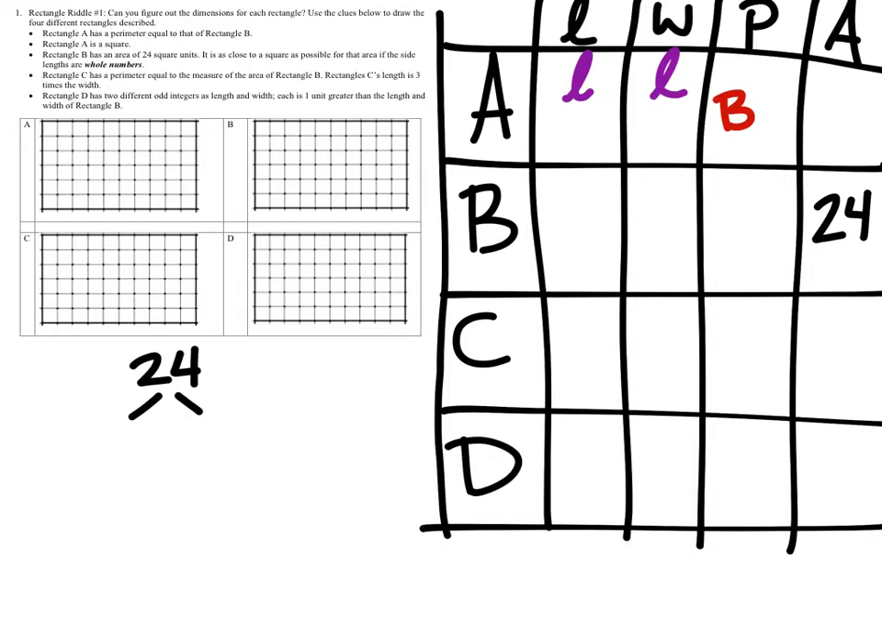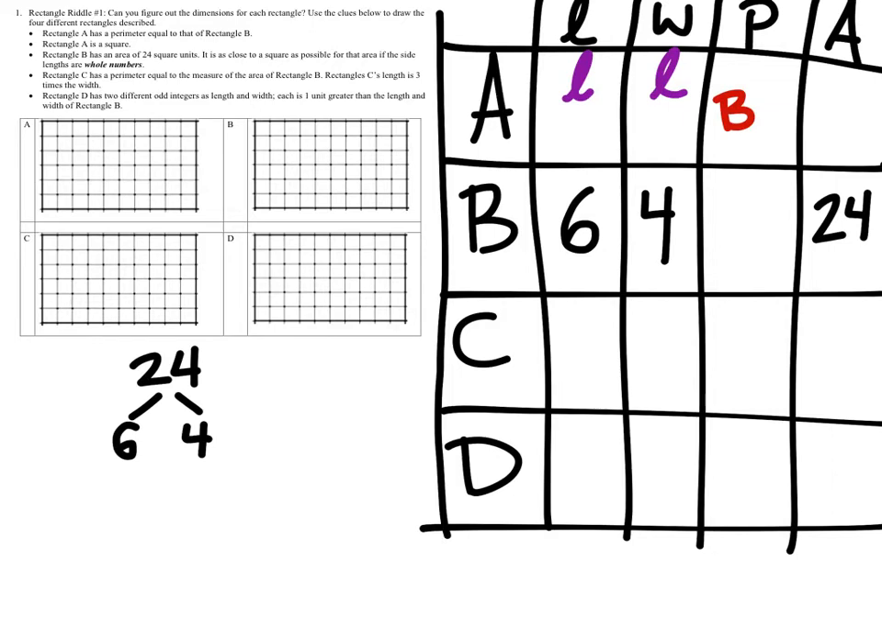So I can find two numbers that are even closer together, which would make it even more square-like. 6 times 4. Yeah, I got 6 times 4. Those two are as close together as possible. So what that means is that for B, I have the length and width, 6 and 4. Just from that clue, it took a little work, but we were able to do it. And these are whole numbers.